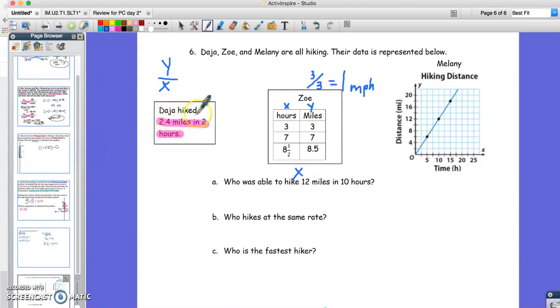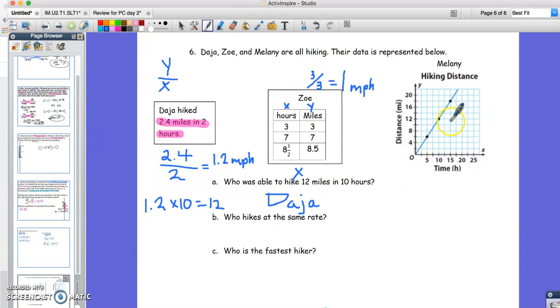Deja hiked 2.4 miles in 2 hours. So 2.4, the miles, the y, divided by 2 equals 1.2 miles per hour. To see if she went 12 miles in 10 hours, what I can do is 1.2 times 10, because that's how many hours we're looking at, and that does give me 12. So Deja is one of the people. She's able to hike 12 miles in 10 hours.